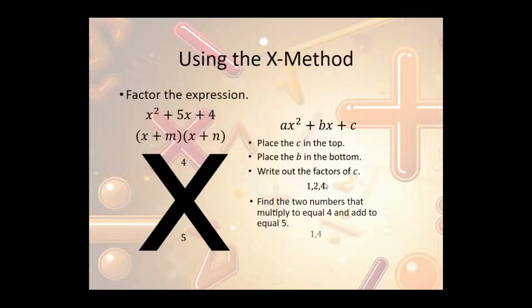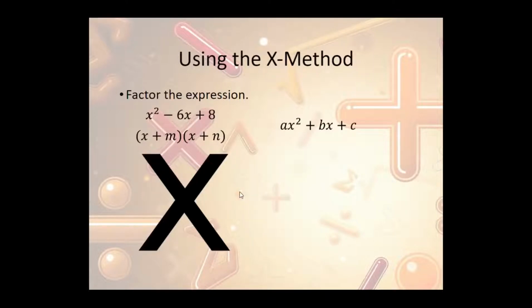So I'm going to go ahead and put each of those in each of these sides. It doesn't matter which one goes where, as long as I have 1 and 4 on each side. Then I'm going to place those two values into the solution. So I start with x plus m times x plus n. I'm going to plug 1 in for one of them and 4 in for the other one. So I get x plus 4 times x plus 1. And that would be my solution.